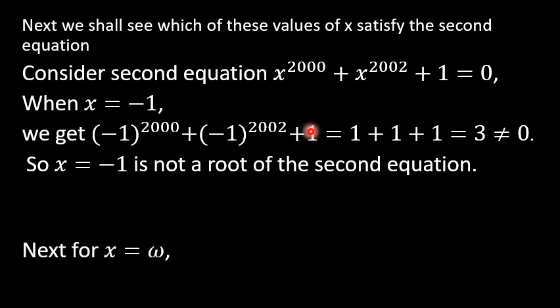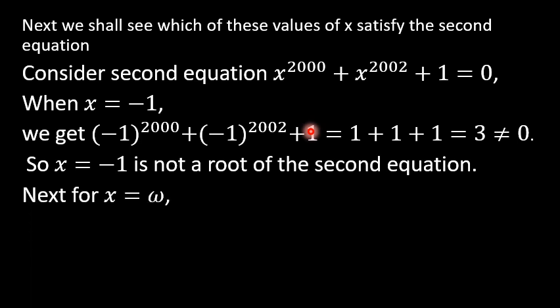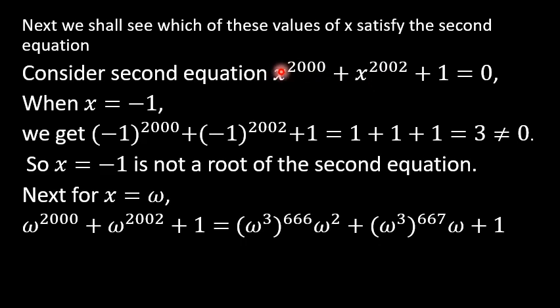Next, let us check for x equals omega. That is, let us put x equals omega in the second equation. So the second equation becomes omega to the power of 2000 plus omega to the power of 2002 plus 1, which is equal to (omega cube) to the power of 666 into omega square. So you can observe here 666 into 3 is 1998, plus 2 is 2000. Similarly, (omega cube) to the power of 667 into omega is nothing but omega to the power of 2002.